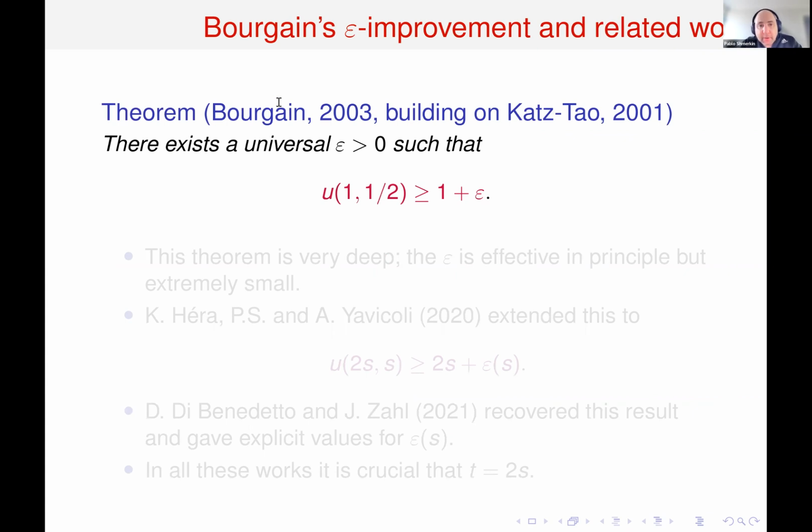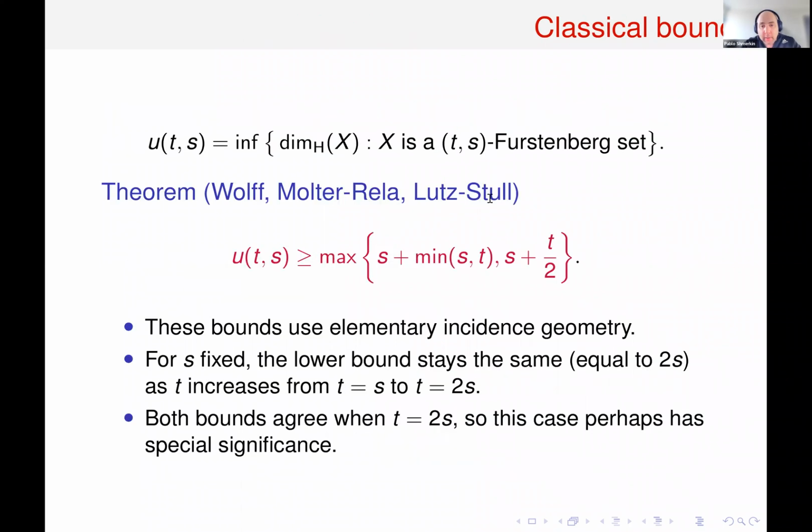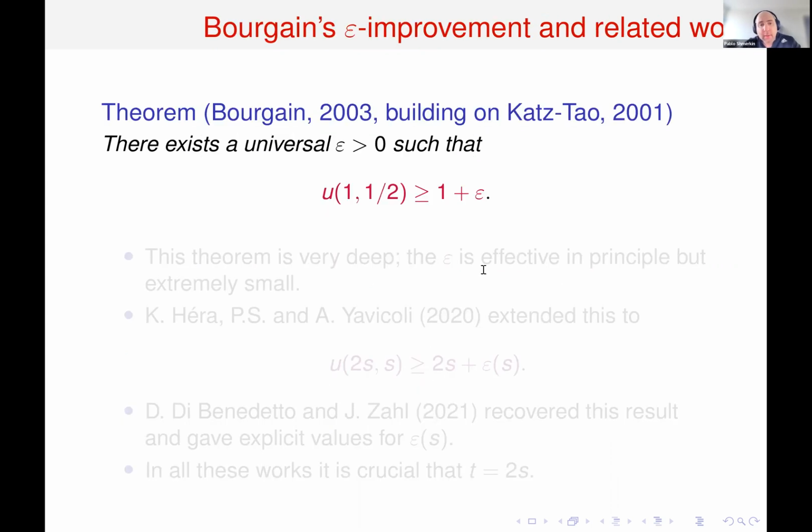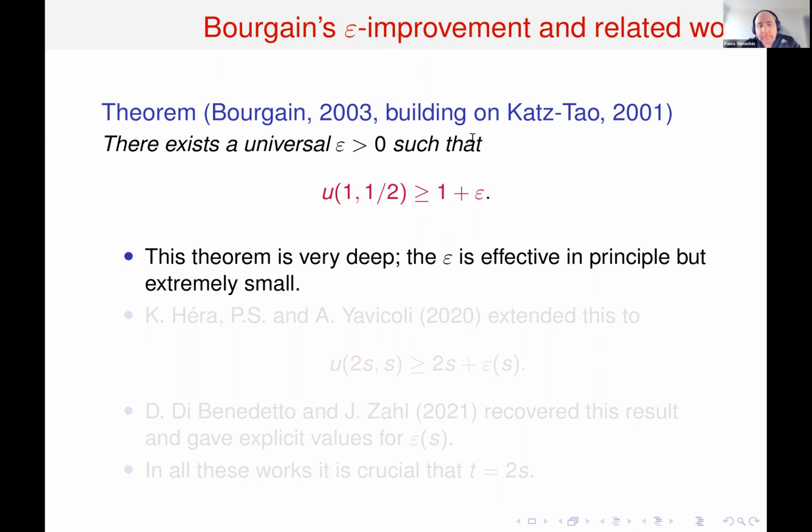Okay, so a very important result of Bourgain, but really a combination of Bourgain and a previous paper of Katz and Tao, says that the previous bound is not sharp in the particular case when t is 1 and s is 1/2, in the sense that there exists a universal constant epsilon such that a (1, 1/2)-Furstenberg set has dimension at least 1 plus epsilon. And these bounds are both 1 when s is 1/2 and t is 1. It corresponds to the case when t is 2s, s is 1/2, t is 1. Okay, so this is a very difficult theorem, as you could imagine just by looking at the authors of these papers. It's not that they realized there is some simple idea that does it. It is actually difficult.